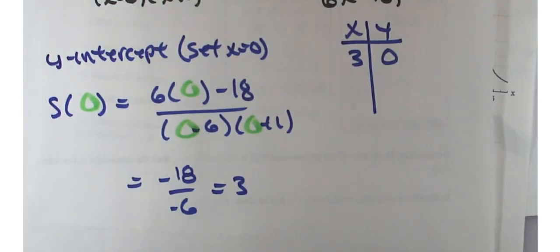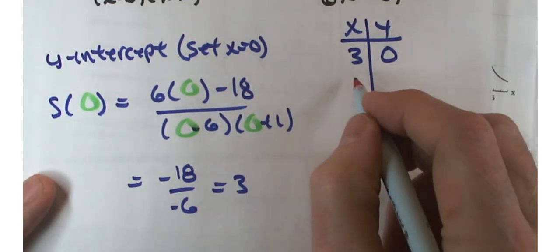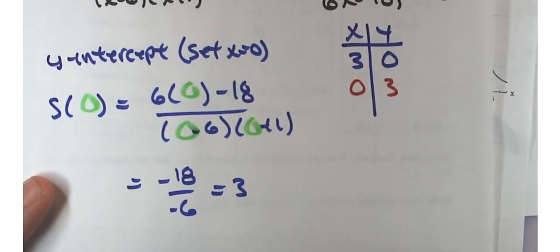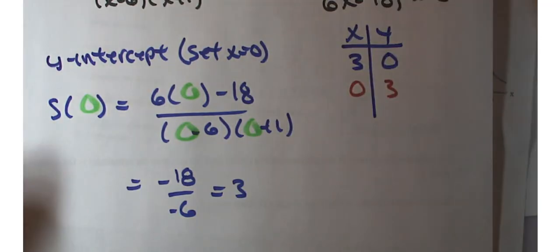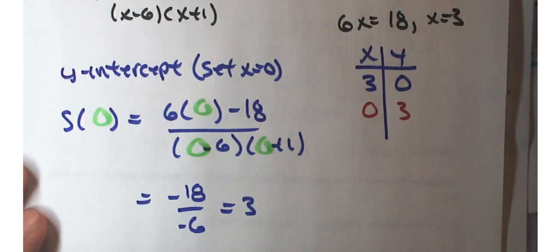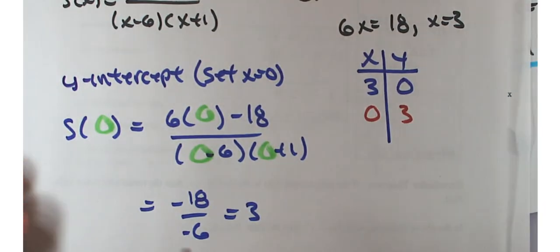So we're getting kind of this weird symmetry of points. 0 for x gives you 3 for y. Okay, it's not always going to happen that way. That's all right. Just kind of something a little different for us in this one. Let's take care of a few other things.